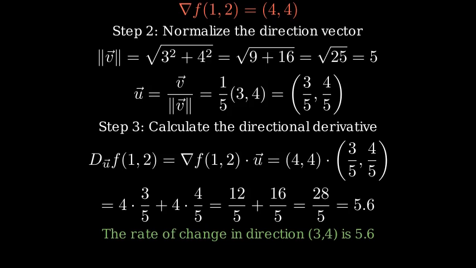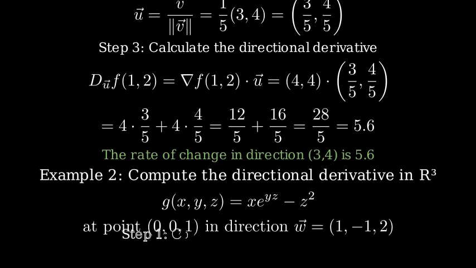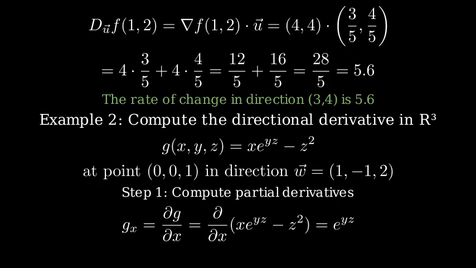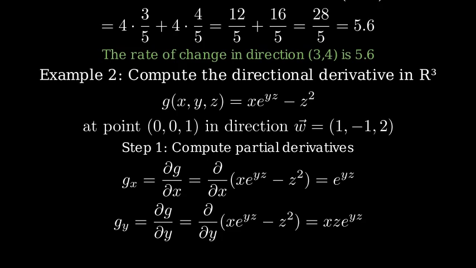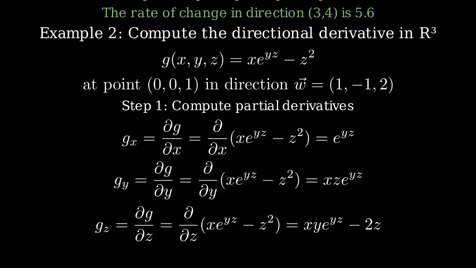Let's work through another example, this time in 3 dimensions. We'll find the directional derivative of g of x, y, z equals x times e to the yz minus z squared at the point 0, 0, 1 in the direction of the vector w equals 1, minus 1, 2. Step 1. Compute the partial derivatives. The partial derivative with respect to x is e to the yz. The partial derivative with respect to y is xz times e to the yz. The partial derivative with respect to z is xy times e to the yz minus 2z.